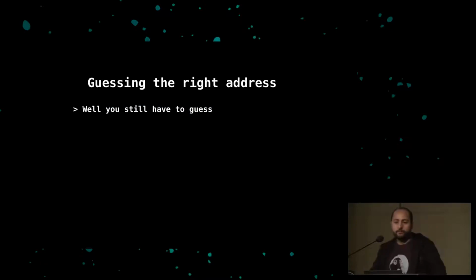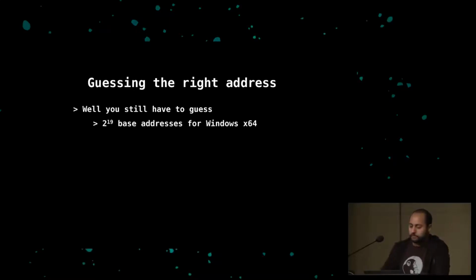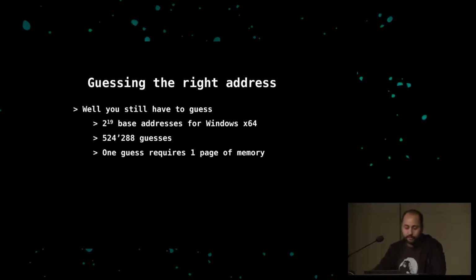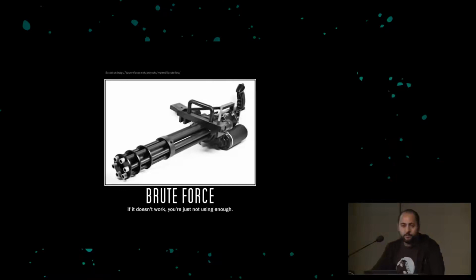So now the problem is, you have this page, you can ask that memory deduplication side channel if it exists or not, but you still have to guess the base address, so you have 19 bits of entropy. 19 bits of entropy in x64 Windows is used for the base address of a DLL, for example. As you need one page per guess, it's more than 500,000 pages that you will need. If you do that one after another, it will take you a lot of time. But of course, we can just brute force it, right?